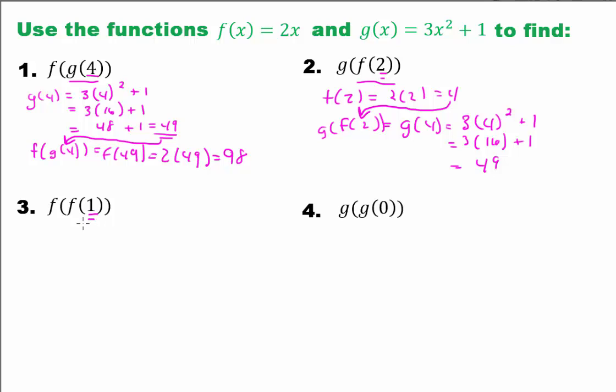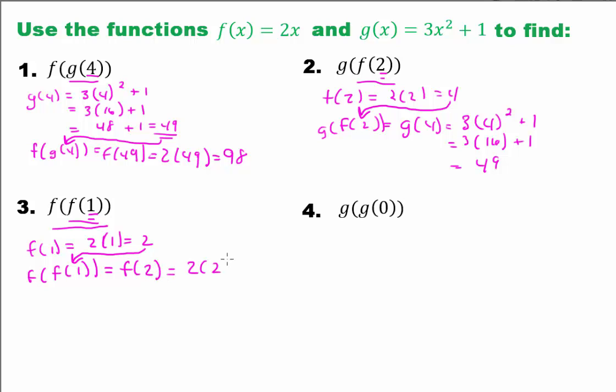Number 3, we have an input value of 1, and notice how the inside function is f and the outside function is also f. So what you're going to do is take f of 1, which is equal to 2 times 1, which is 2. And then we know that f of 1 is 2, so we're going to replace the f of 1 with 2 to get f of 2 now. And so f of 2 is 2 times 2, which is 4. So f of f of 1 is 4.